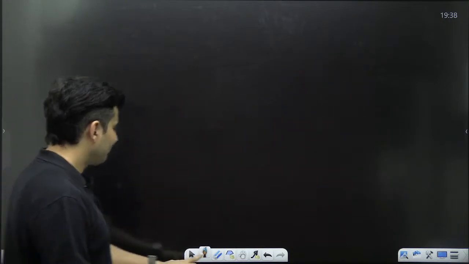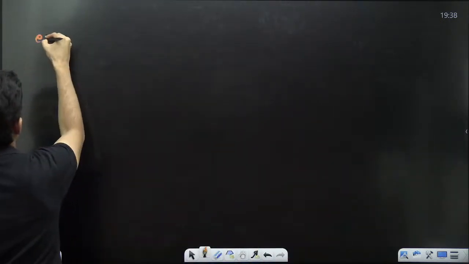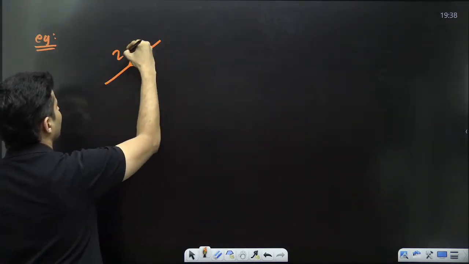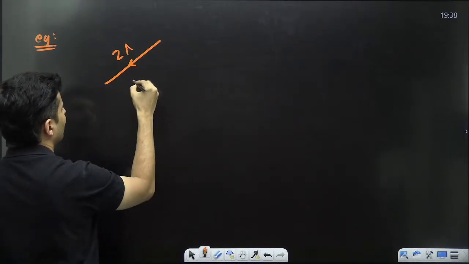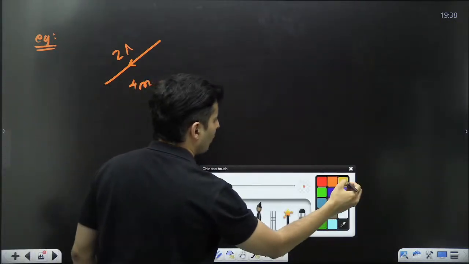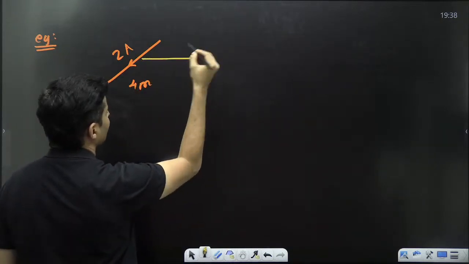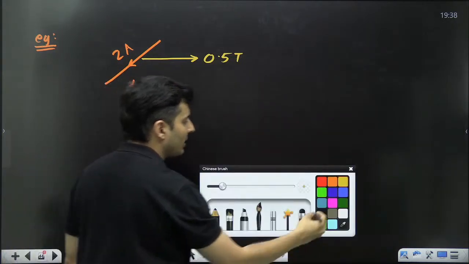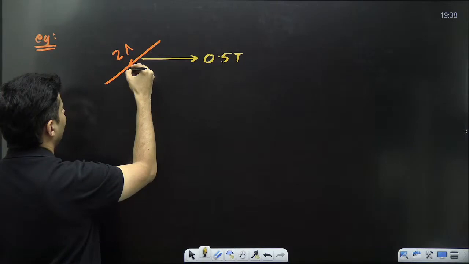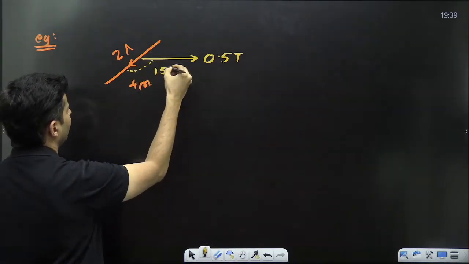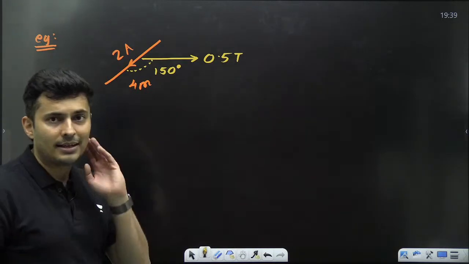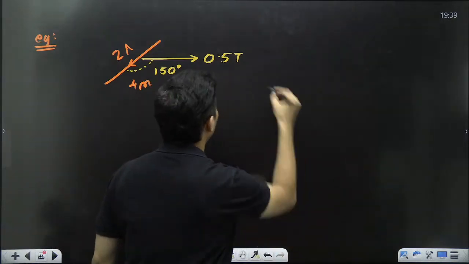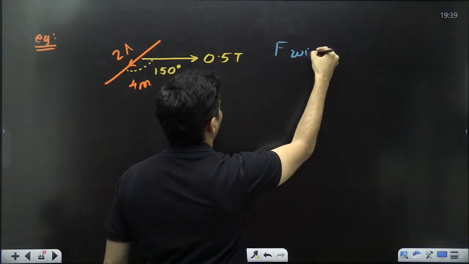Now, imagine I give you a question like this. There is a wire which is carrying, let's say, 2 ampere of current. Let's say the length is 4 meters. Let's say over here the magnetic field is, for example, 0.5 Tesla. I ask you what is the magnitude of the force given the fact that this angle is 150 degrees. Example, some random value I have taken. So the question is, how much is the force acting on that particular wire?